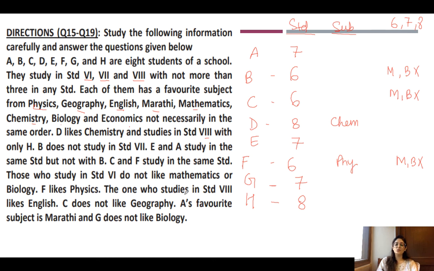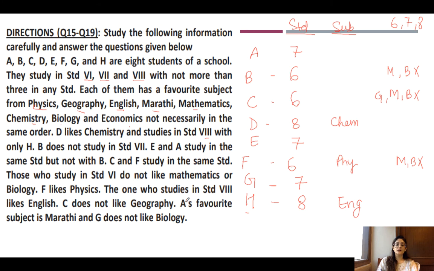The one who studies in standard 8 likes English. Now the one who is in 8th is D, who likes chemistry. And the next one is the only option, that is H. He likes English. Then C does not like geography. C does not like geography either, so maths, biology, and besides that geography also is not liked.